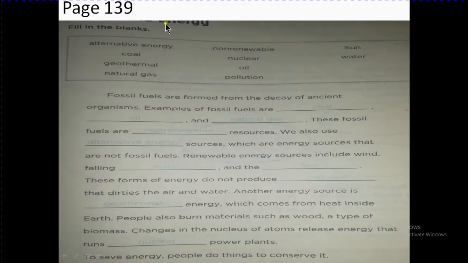Now next, page number 139. The first statement here is coal. After that, the correct answer is oil, then natural gas, after that non-renewable, then alternative energy, then water, and then sun. After that, you can write pollution, then geothermal, and after geothermal, the last option is nuclear. So this is the answer of page number 139.